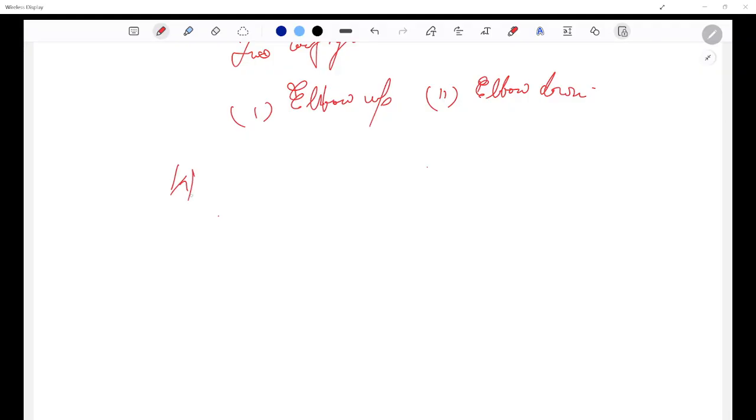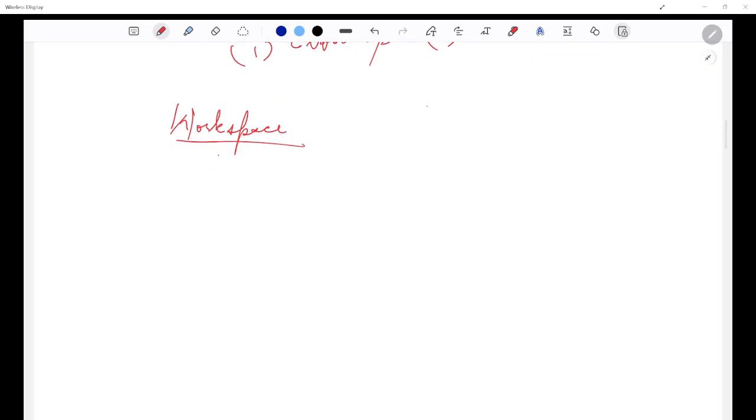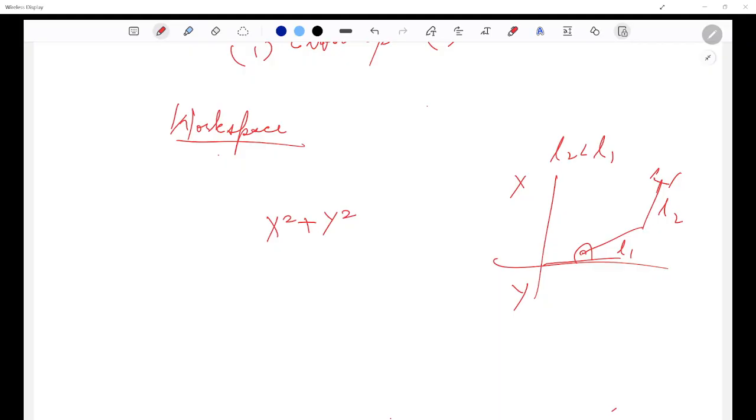Okay, next thing that I have to cover is workspace. Let's say we have a planar robot, where this is the L1 length and this is the L2 length. Let's assume L2 is less than L1 for now. So my configuration for this robot in this xy plane would be what? x squared plus y squared is less than (L1 plus L2) squared, right? We can't go beyond it. The maximum radius that can be covered is L1 plus L2.